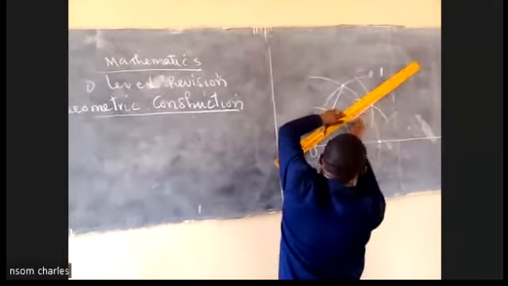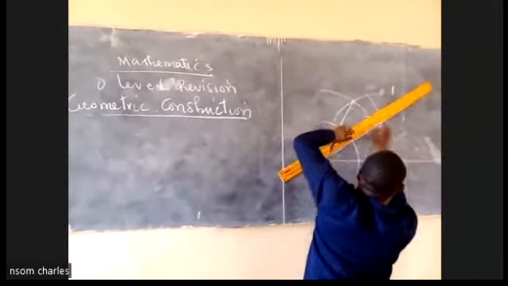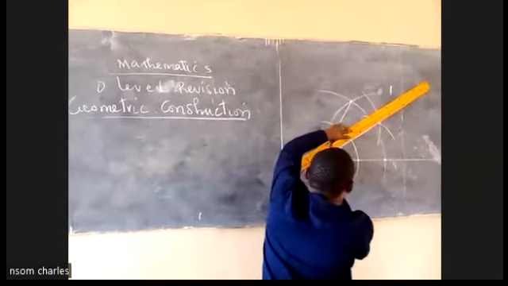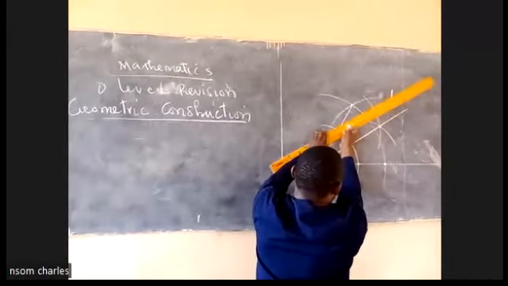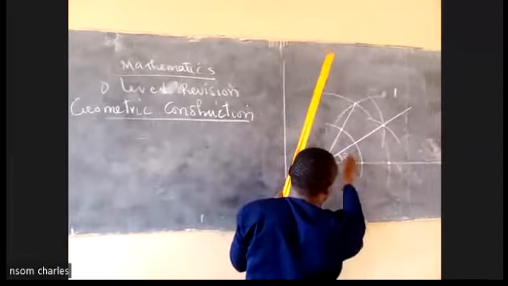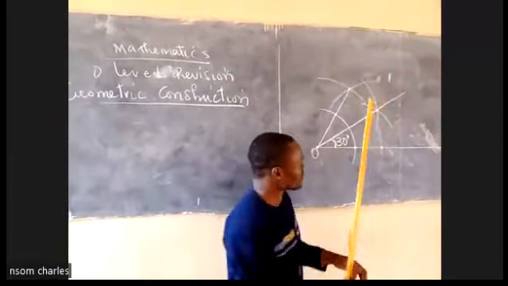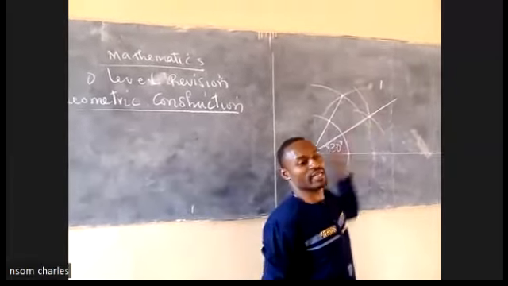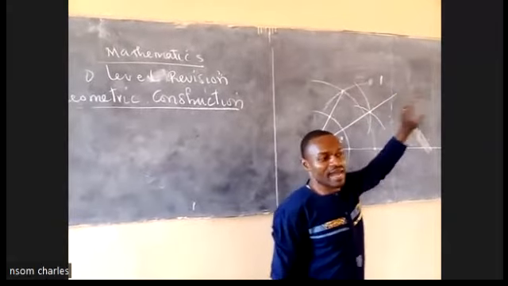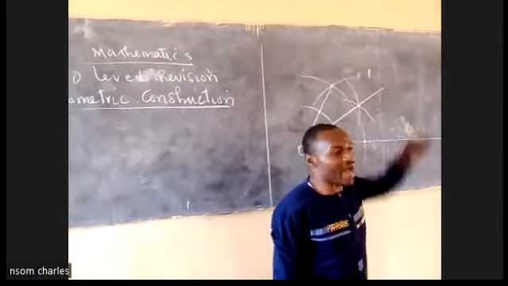Good. This line will make an angle of 30 degrees at O. This is now 30 degrees. So, which means that the point B will be on this line. But I don't know where the point B will lie.